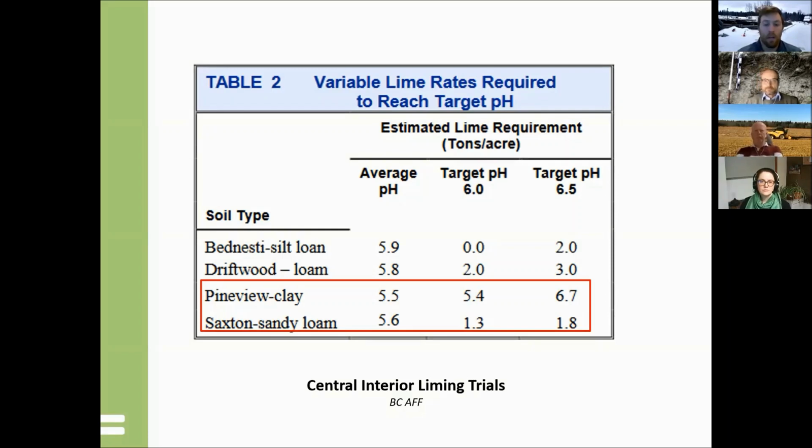So definitely it is different for different fields. My recommendation would be, if you can get a lab to tell you what the buffering capacity of your soil is, you could really dial in how much you need.